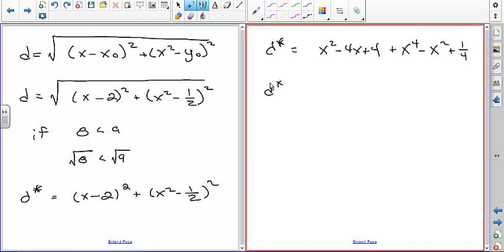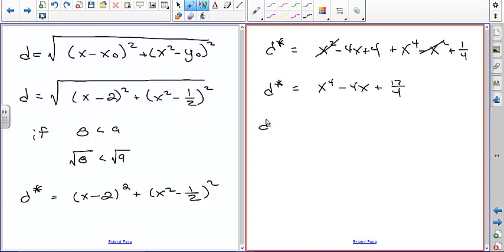So what we end up with is x to the fourth. These cancel out. Minus 4x plus 9, not 9, 17/4. So that's what I'm going to minimize now.